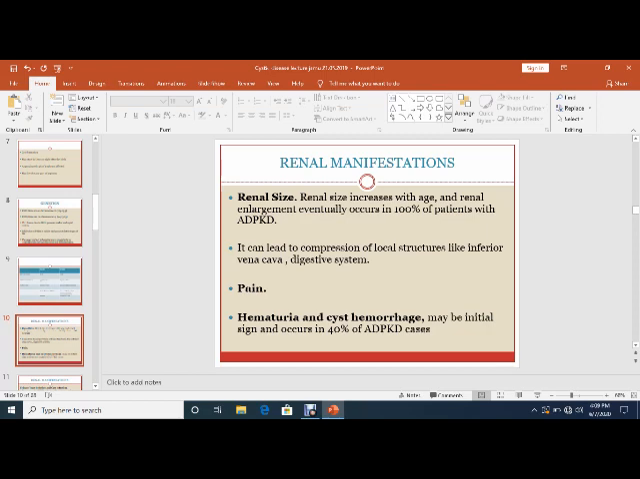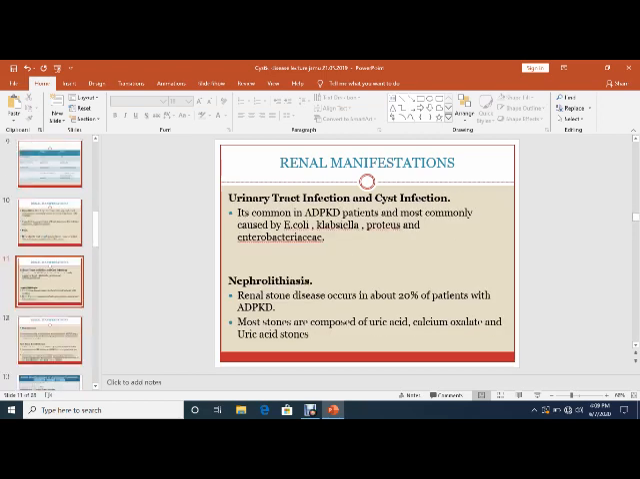Common manifestation is pain. These patients can present with a dull flank pain. Sometimes these patients can present with hematuria and cyst hemorrhage, which can occur in 40% of autosomal dominant polycystic kidney disease cases. UTI is common in these patients.